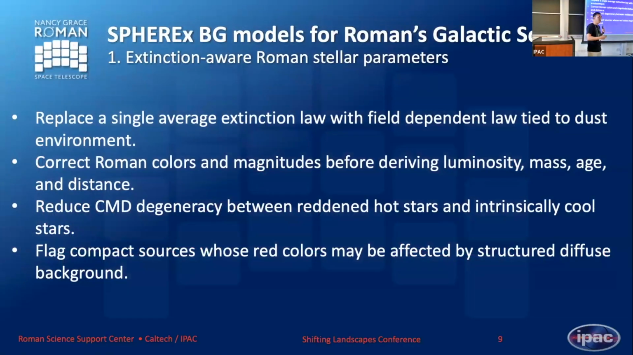All right, so what is the benefit for Roman of this SPHEREx-based background? First of all, these extinction laws estimated from SPHEREx on the larger scales, you can apply to Roman. So you can estimate the extinction effect at your Roman locations. That's one benefit you can get. And then obviously you can flag any potentially problematic locations for your photometry or imaging or other analysis from Roman.